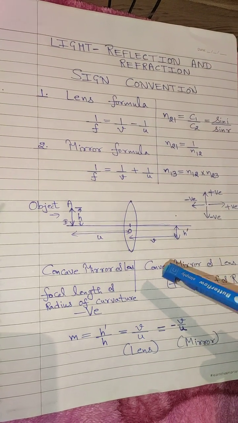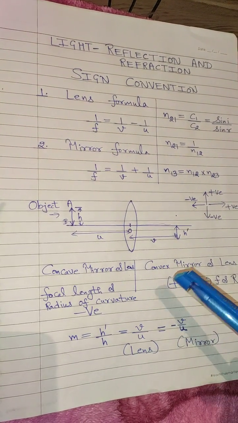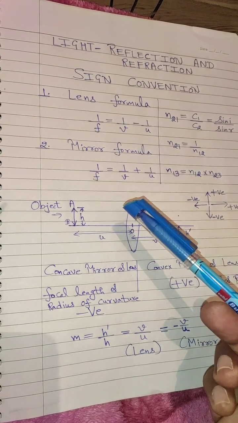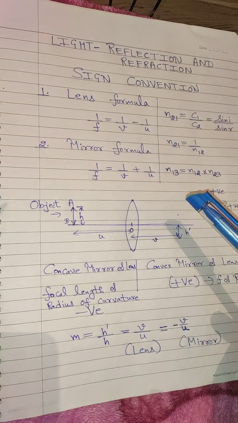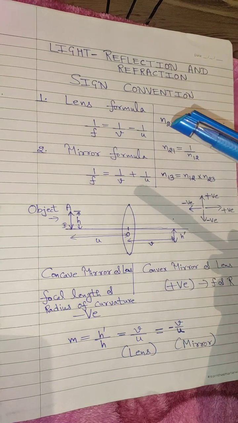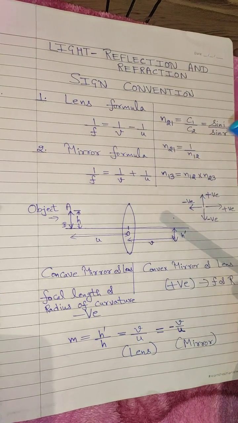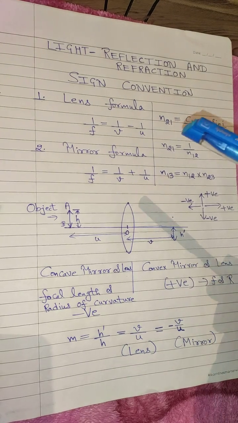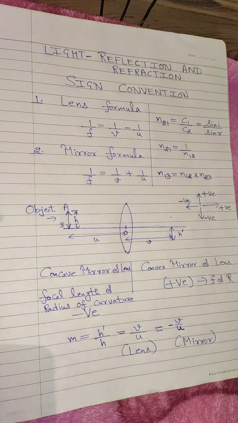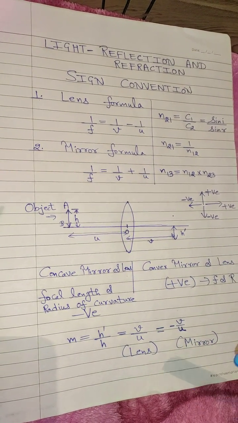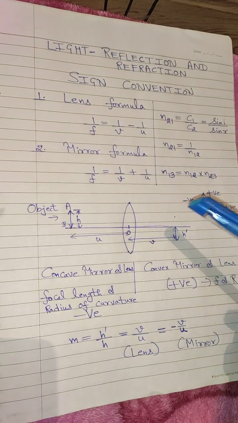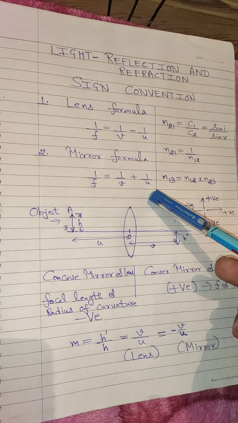Second, we have the mirror formula. In the mirror formula, 1/f = 1/v + 1/u. So the basic difference between the lens formula and the mirror formula is that in the lens formula a negative sign comes between 1/v and 1/u, and in the mirror formula a positive sign comes between 1/v and 1/u. Here too, f represents the focal length, v represents the position of the image formed, and u represents the position of the object.